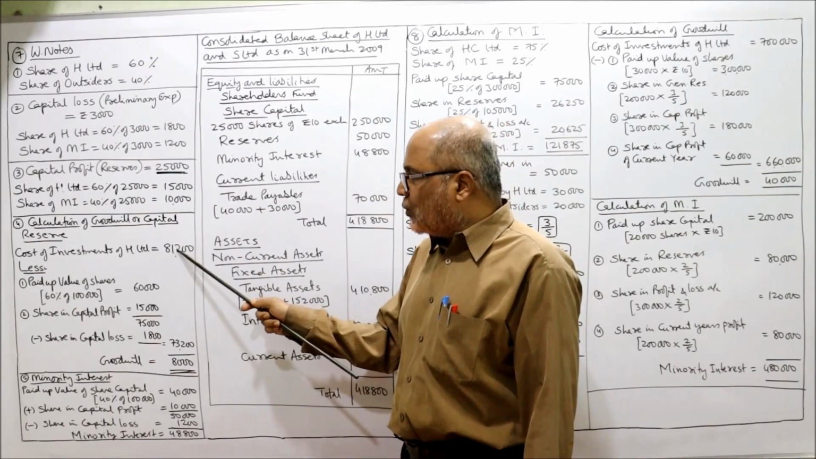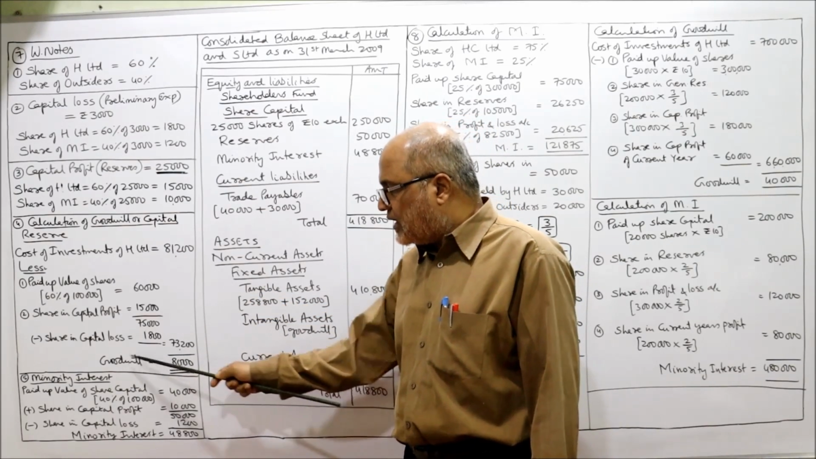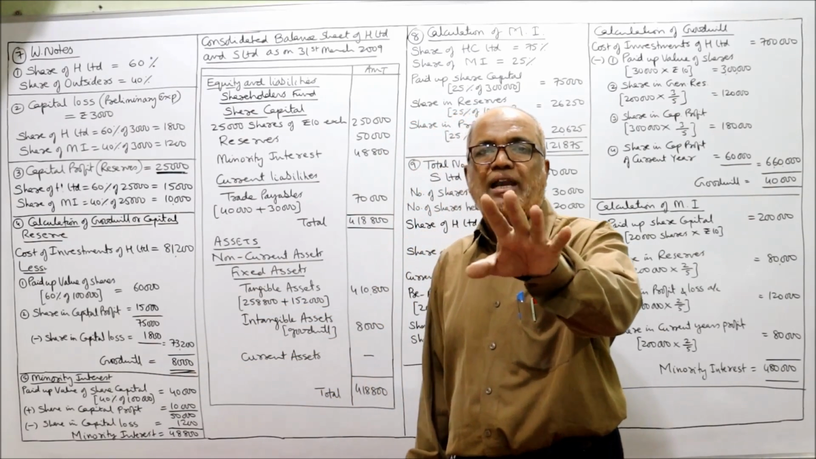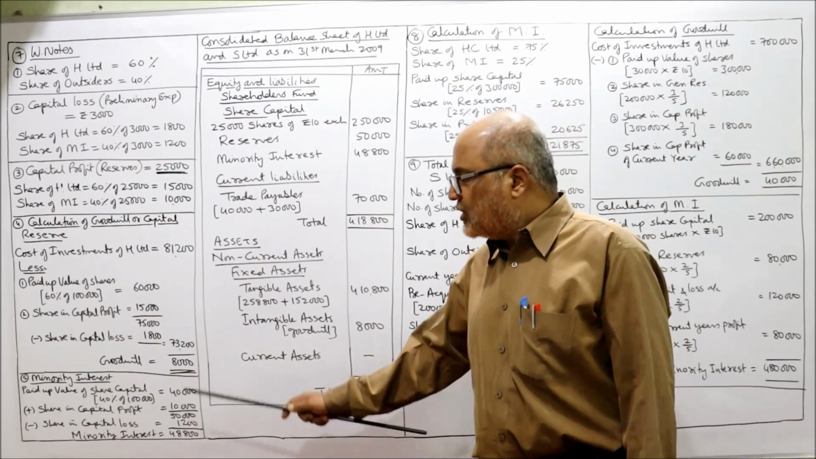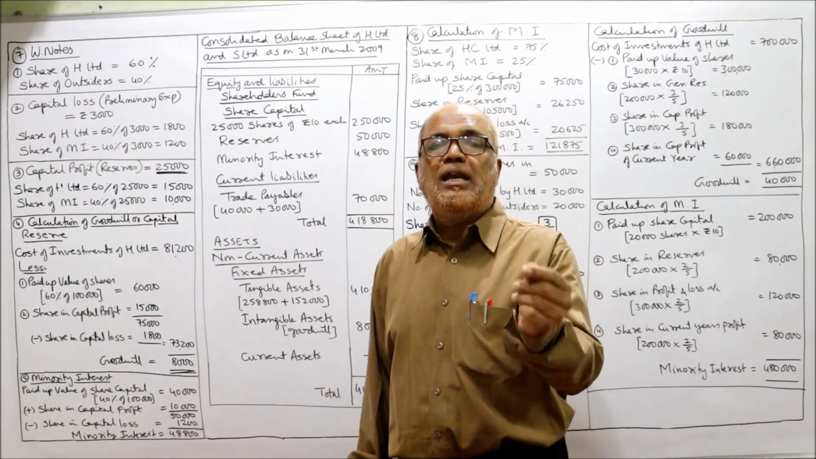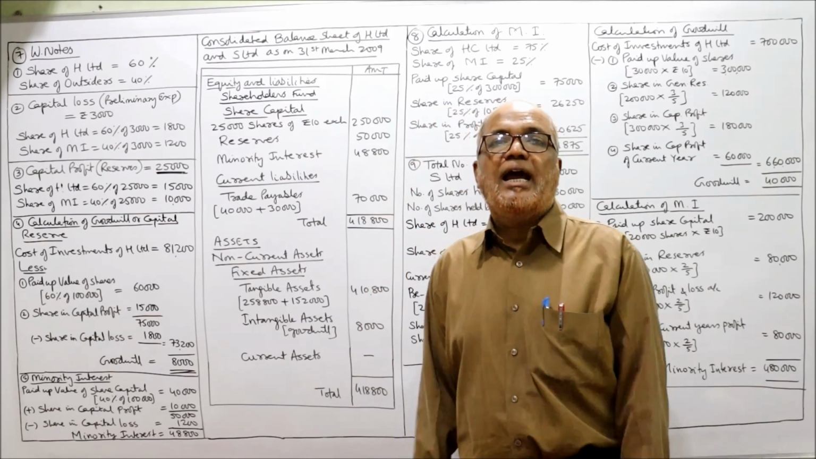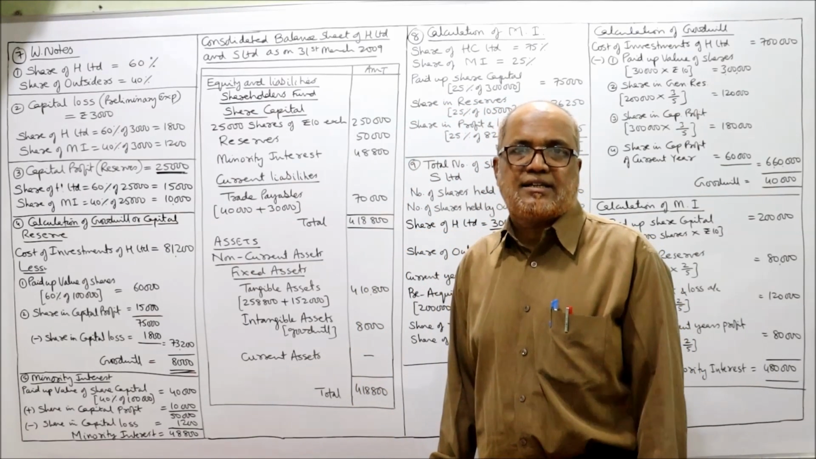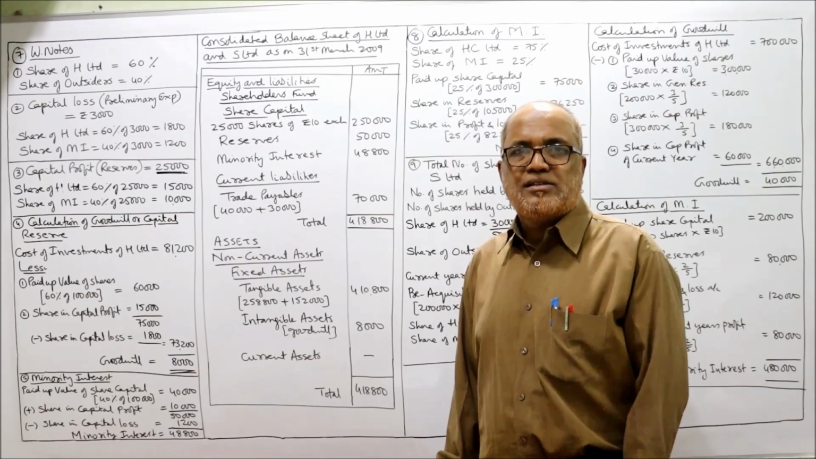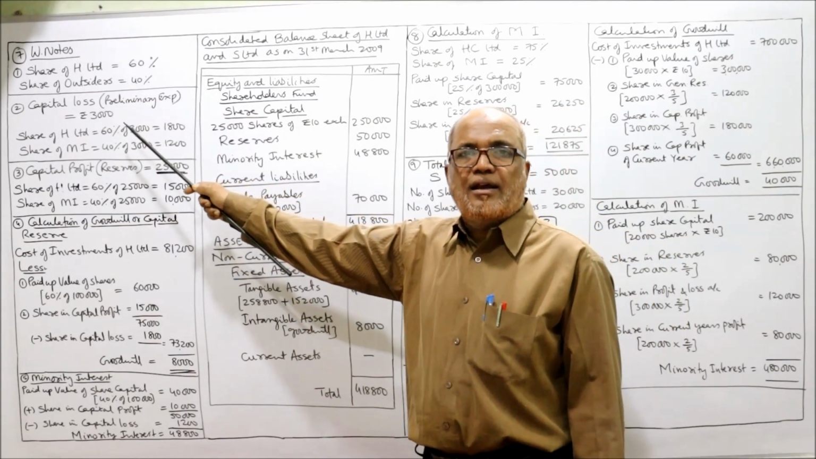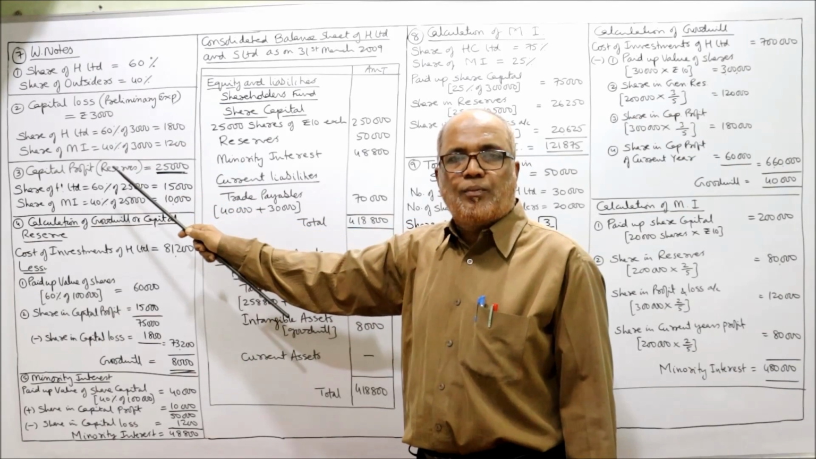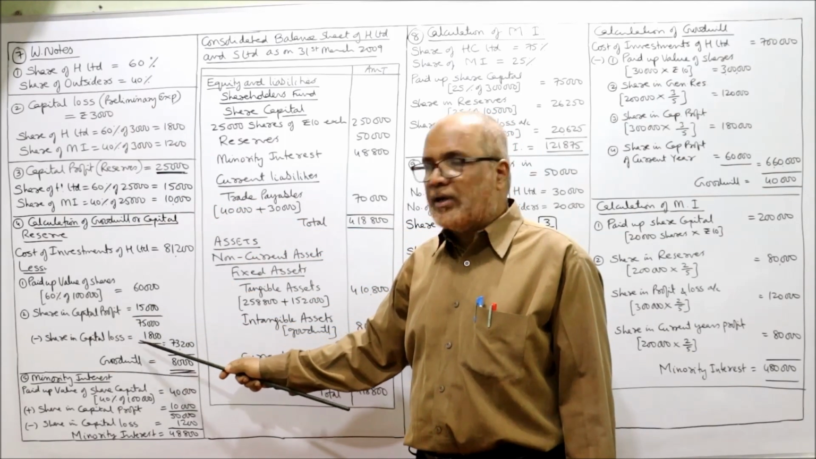Now 81,200 minus 73,200, it is goodwill. If you get positive value, goodwill. If you get negative value, capital reserve. So this goodwill 8,000 will appear in consolidated balance sheet under intangible asset. So this is the first problem. Remember carefully. First we have to calculate the capital profit or revenue profit. Then we have to calculate goodwill or capital reserve.